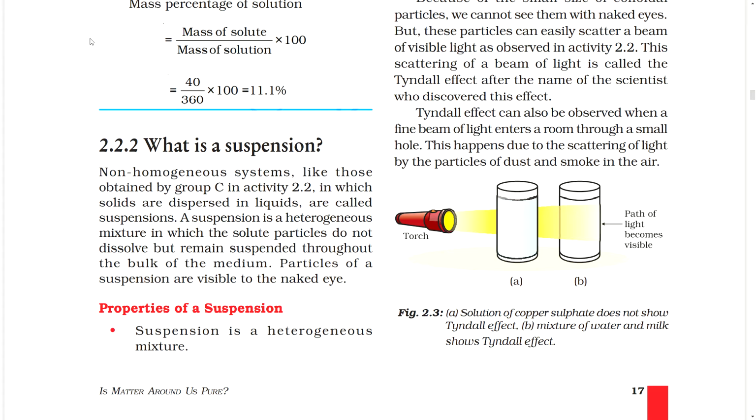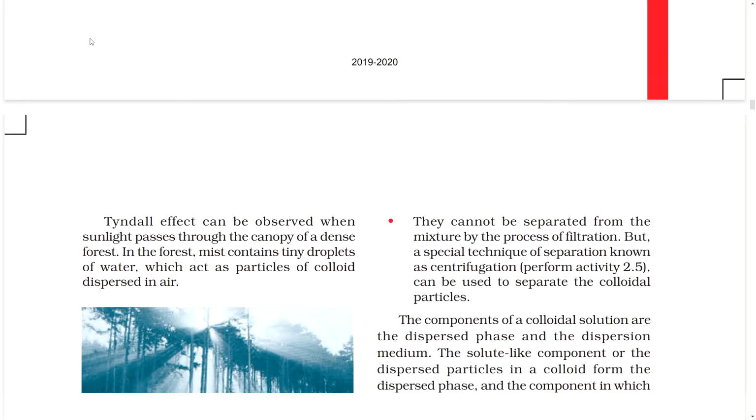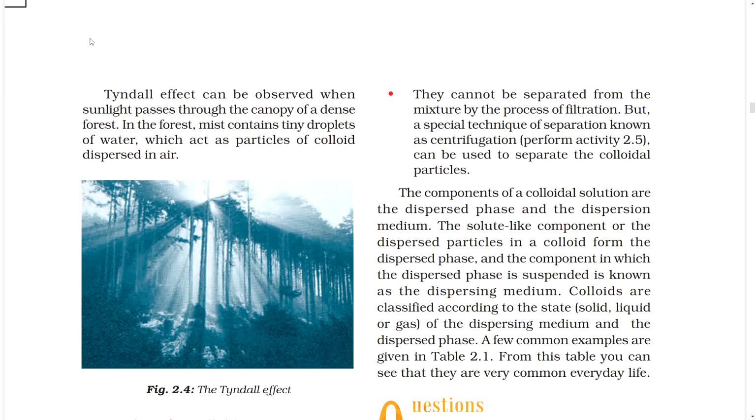Torch. A, B. Path of light becomes visible. A. Solution of copper sulfate does not show Tyndall effect. B. Mixture of water and milk shows Tyndall effect. Tyndall effect can be observed when sunlight passes through the canopy of a dense forest. In the forest, mist consists of tiny droplets of water, which act as particles of colloid dispersed in air. The Tyndall effect.